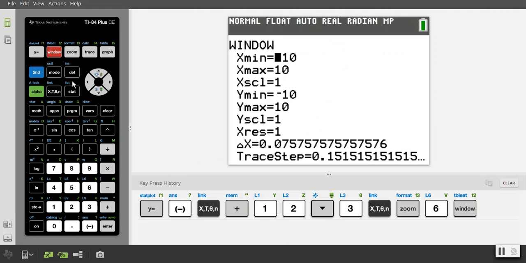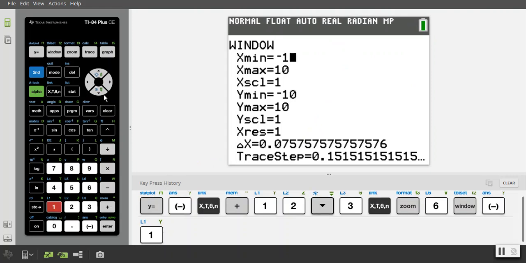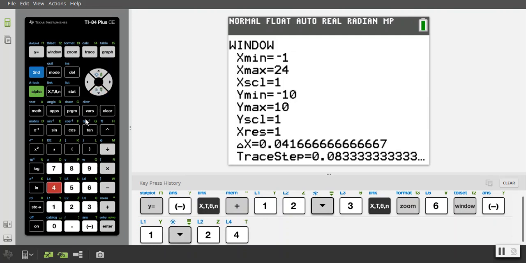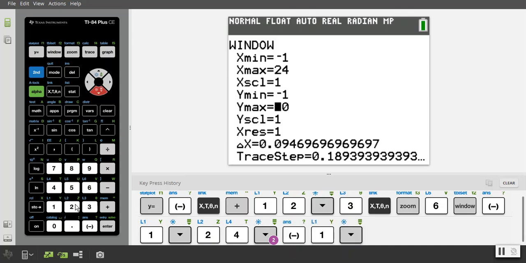We can actually move the window just a little bit. Like maybe go ahead and say that this is going to be, let's just do 24 just to make it wide enough. Negative 1, and then we'll just say 24 also. That way it's wide enough.